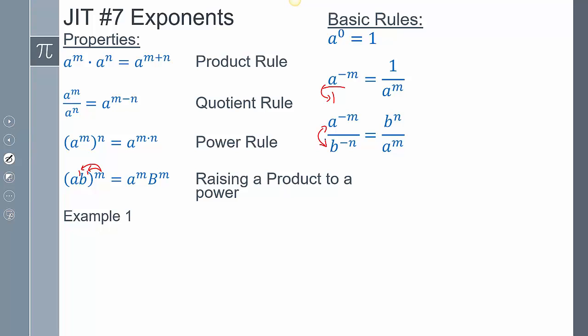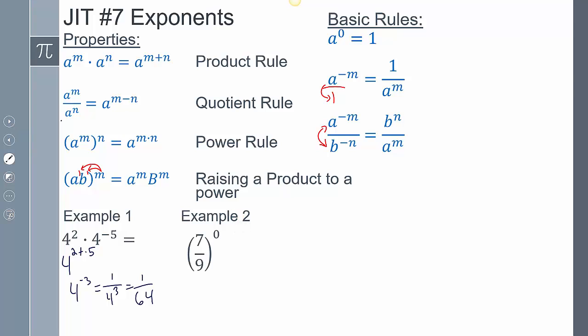So my first example here, I have 4 squared times 4 to the negative 5th. Well, this is going to be the product rule, and so my bases are the same, and because my bases are the same, I'm going to add the powers together. So I'm going to get 4 to the negative 3rd power. Now because of this rule here, a to the negative m, that means I can take this and flip it over the divisor. So this is going to become 1 over 4 to the 3rd power. And then I can simplify that further and say that's 1 over 64.